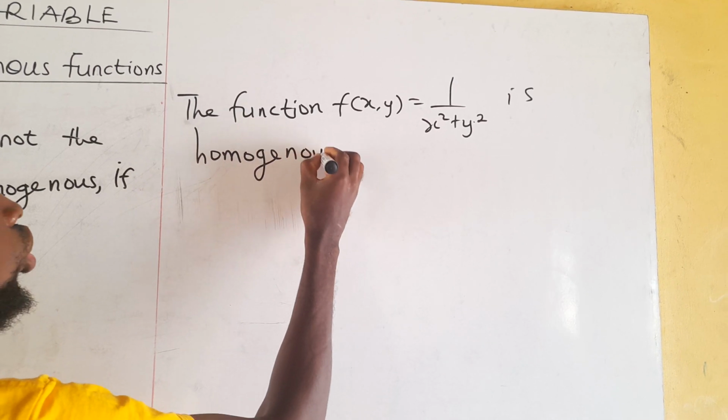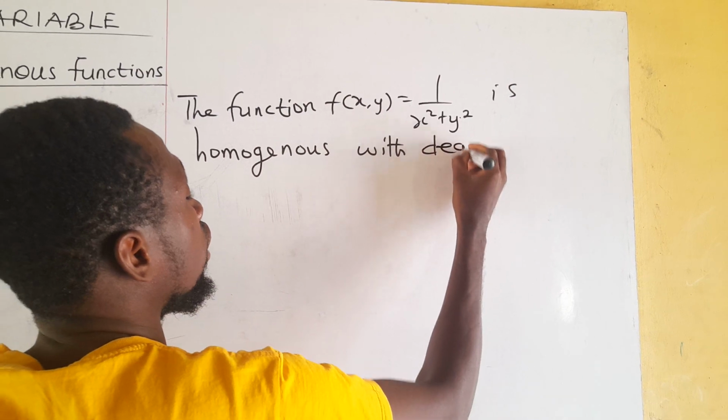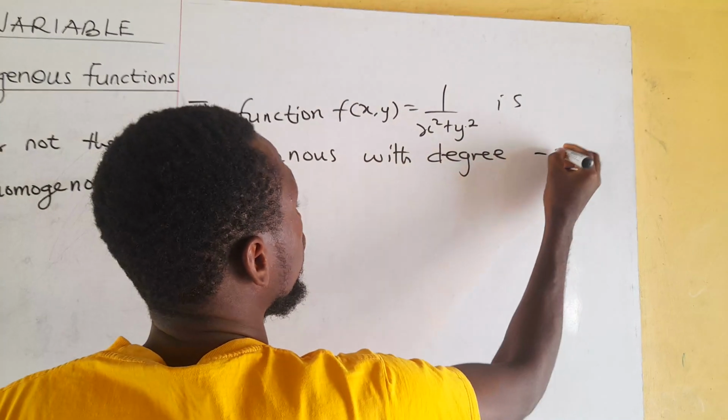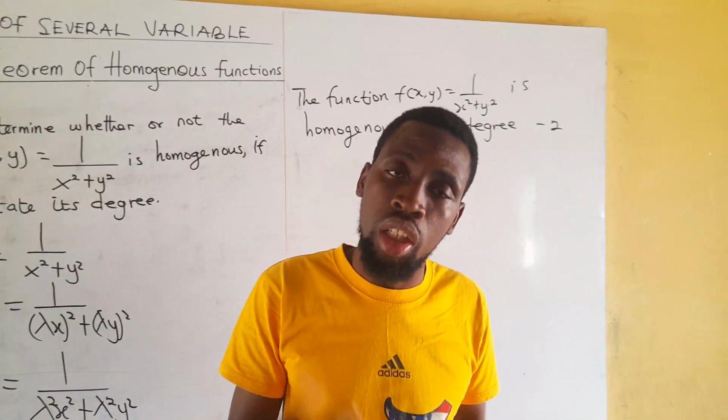is homogeneous with degree negative 2. I hope you get that. This is very simple, and I know that you understand this.